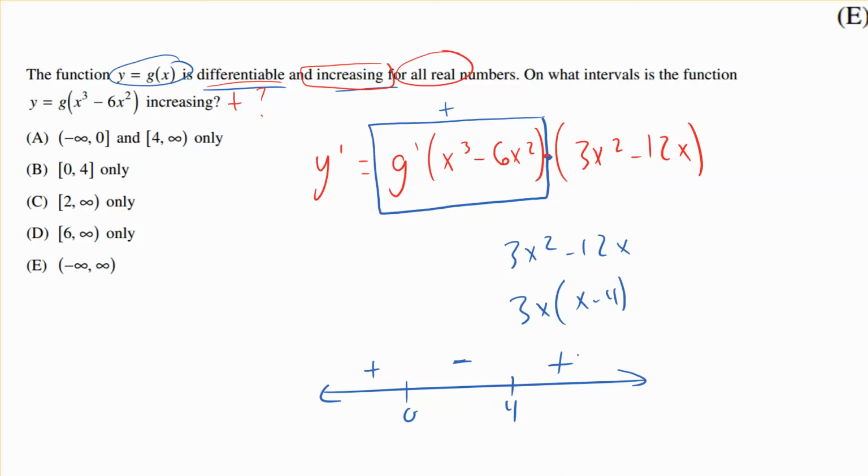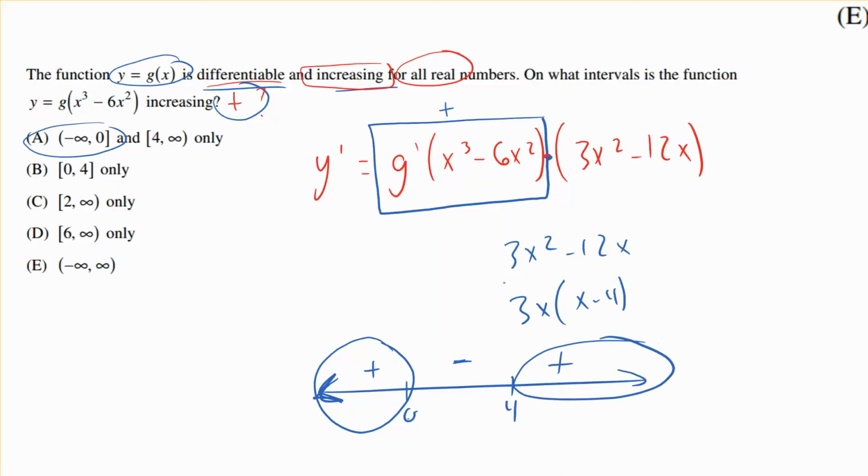So let's take a look. Positive times positive means it is positive. So definitely from negative infinity until 0. That's really the only one that has that option. And then, of course, after 4. So there we go. I believe our only possible answer is A.